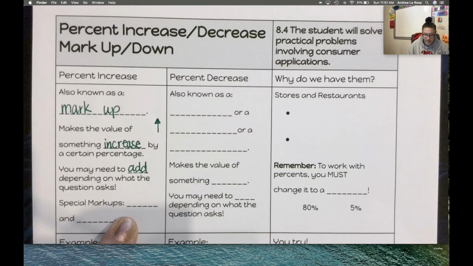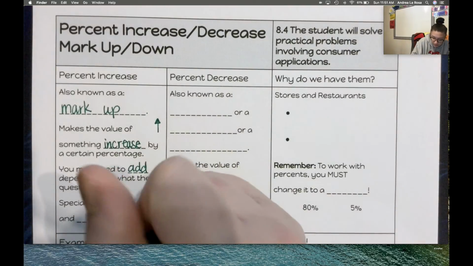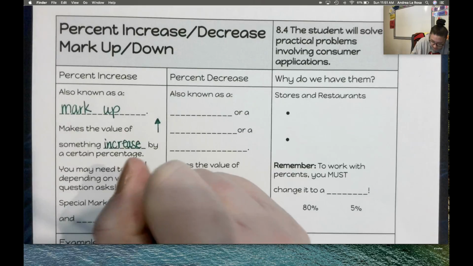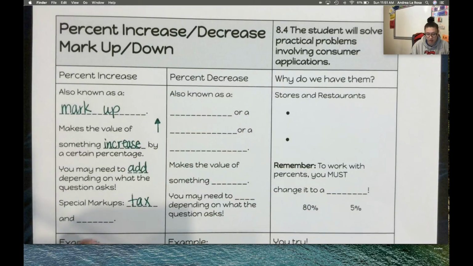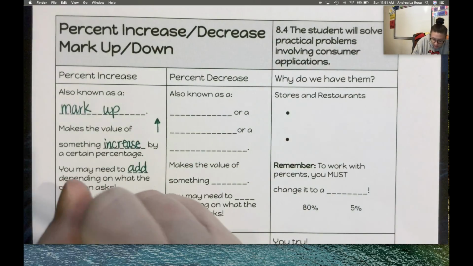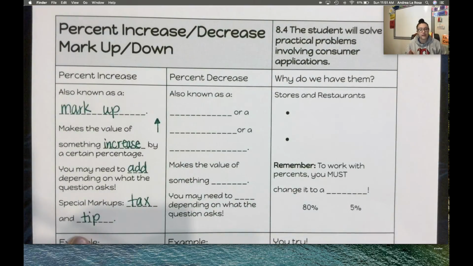Special markups, like I just talked about, they add a tax as a special kind of markup, and also a tip if you go out to eat at a restaurant. Those are two very special types of markups that we see a lot.